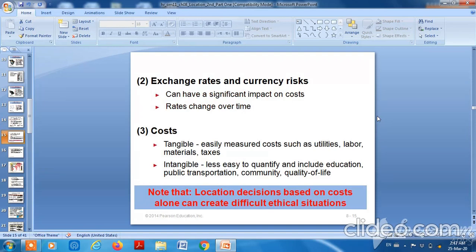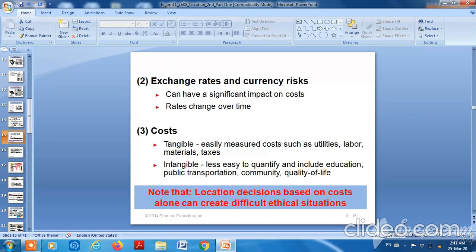2. Exchange rates and currency risks. Exchange rates and currency risks can have a significant impact on costs. The problem here is that these rates change over time.